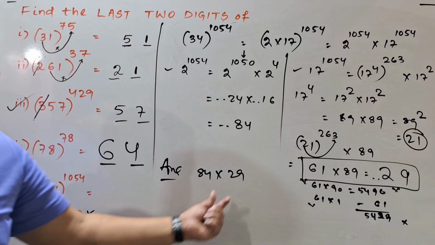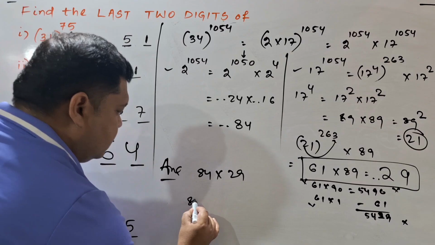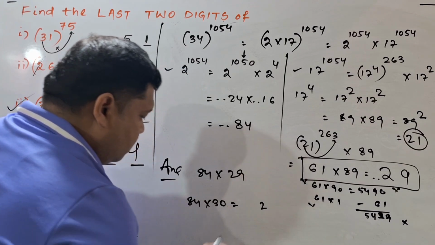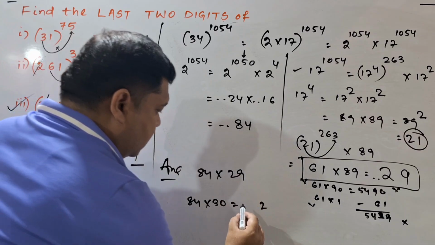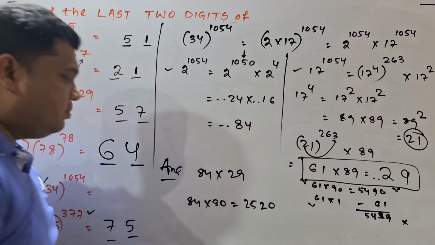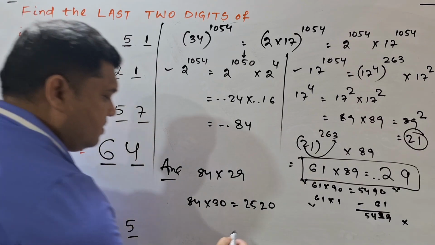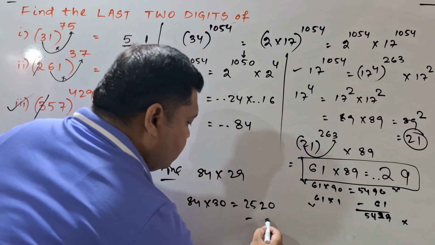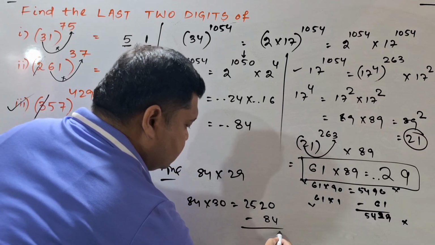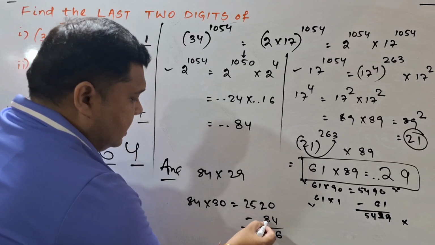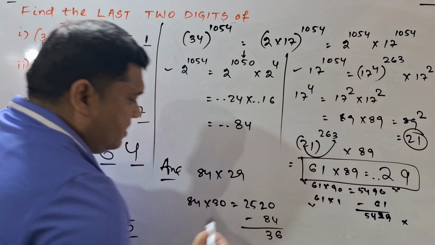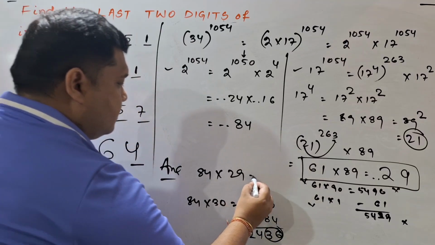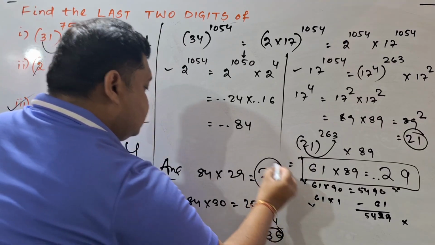What you have to do? Consider this is 30. 84 into 30 is what? 4 into 3, 12, 2 carry 1. 8 into 3, 24, plus 1, 25. So 2520 minus 84 into 1, that is 84. If I subtract 84, this is 36. The answer for this question is 36.